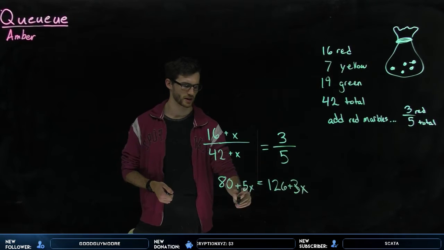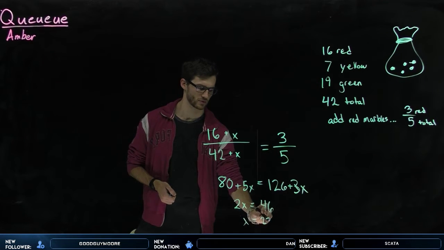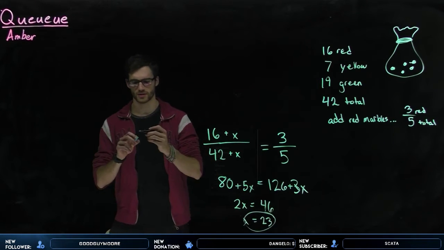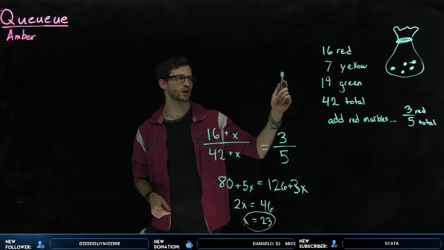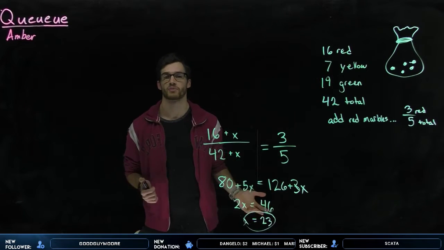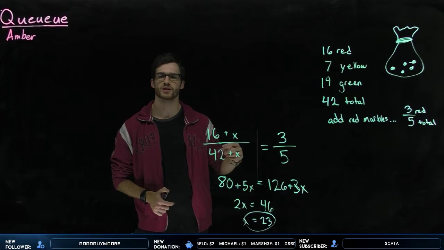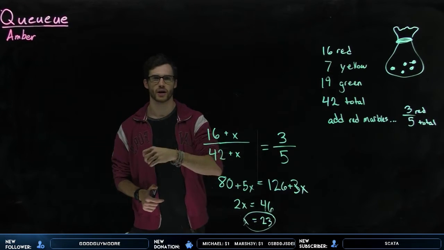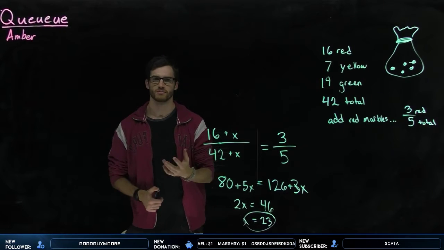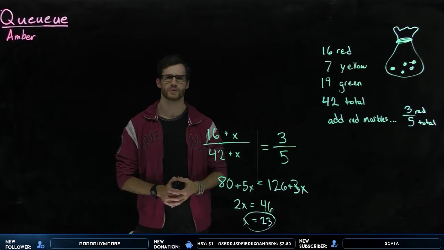Subtract 3x, subtract 80, we get 2x equals 46. And so x equals 23. Yay! So that means that we have to add 23 red marbles to get to 3/5 of the total, or the 3/5 probability. Sorry, I actually didn't address this. In the question it says a 3/5 probability of drawing a red marble, which means that 3 out of every 5 marbles is red, right?